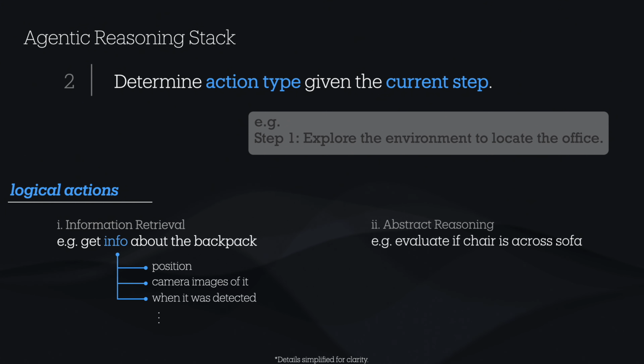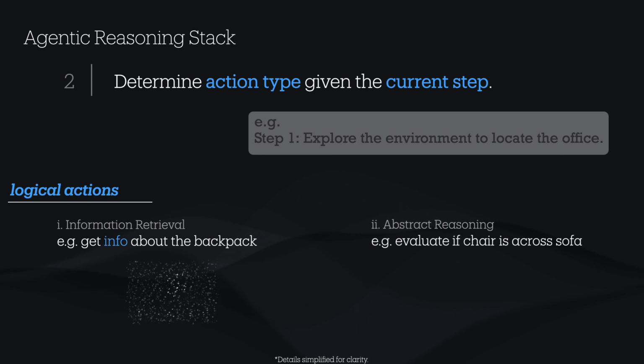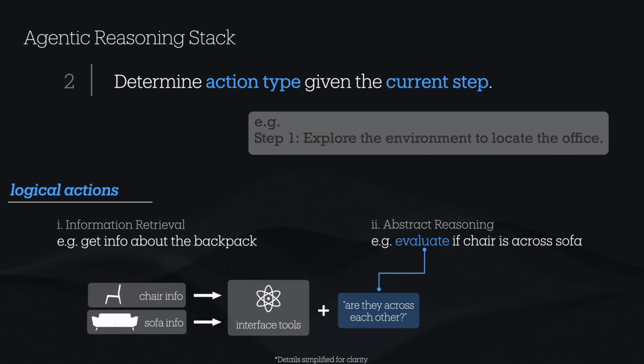So what we've done essentially is we've allowed an agent to access information like this and more through functional calls, which we'll call, in total, interface tools. These are essentially functional calls that the agent has access to at will, anytime. Which brings us to the second portion of logical actions, which is abstract reasoning.